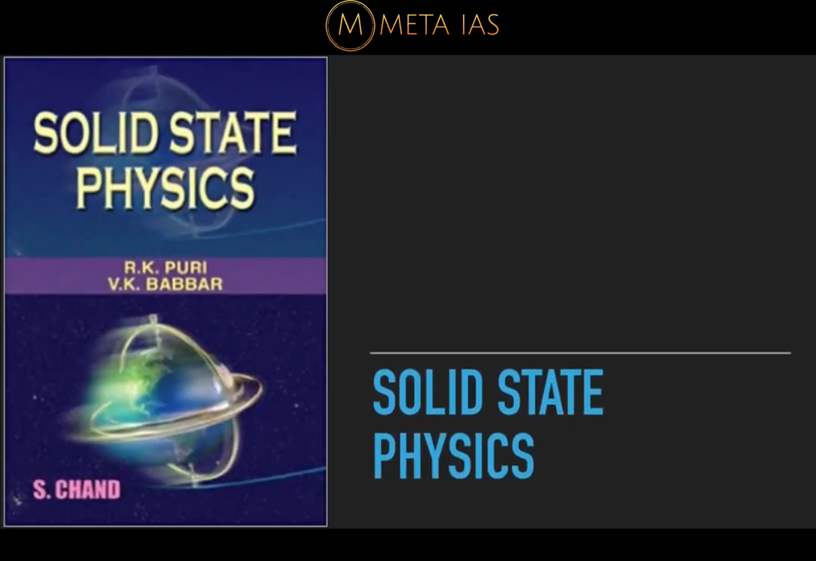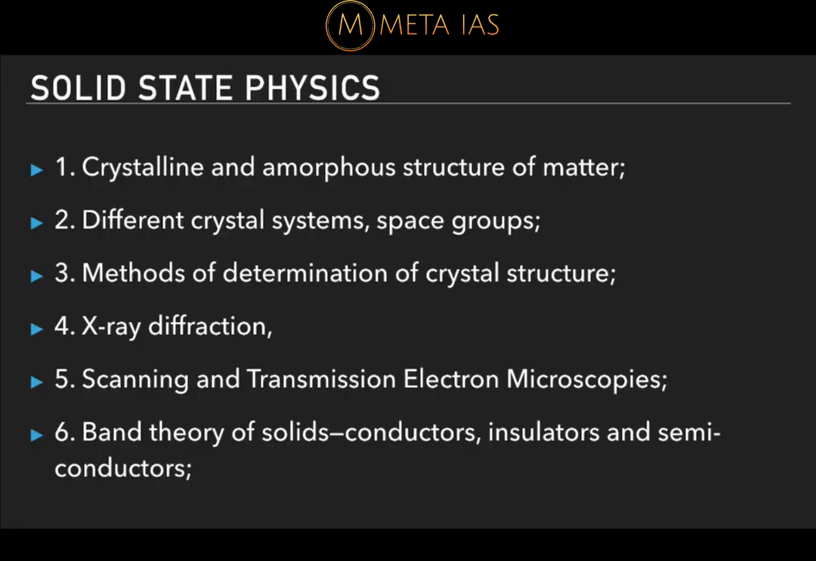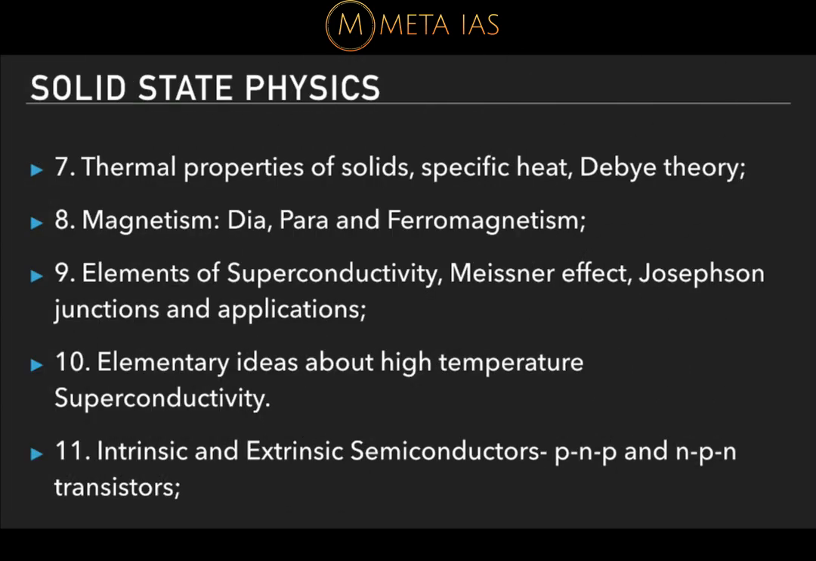And the fourth book is Solid State Physics. It contains crystalline and amorphous structure of matter, different crystal systems, space groups, methods of determination of crystal structure, X-ray diffraction, scattering and transmission electron microscopies, band theory of solids, conductors, insulators, semiconductors. Thermal properties of solids, specific heat, Debye theory, magnetism, dia, para and ferromagnetism, elements of superconductivity, Meissner effect, Josephson junctions and applications, elementary ideas about high temperature superconductivity.